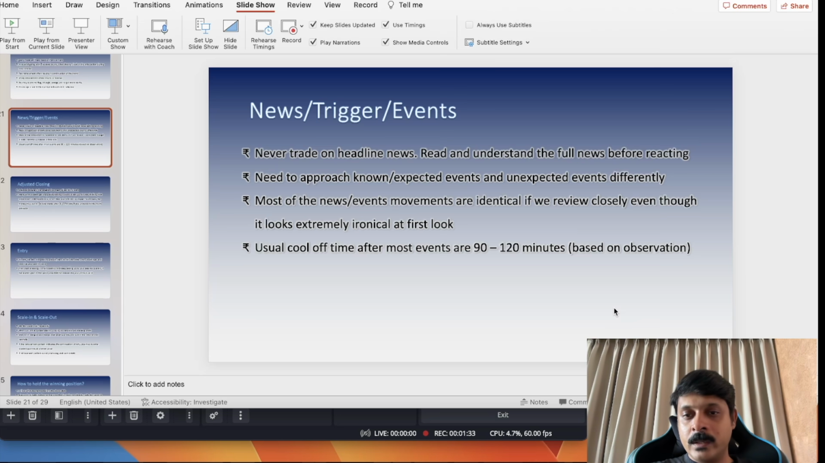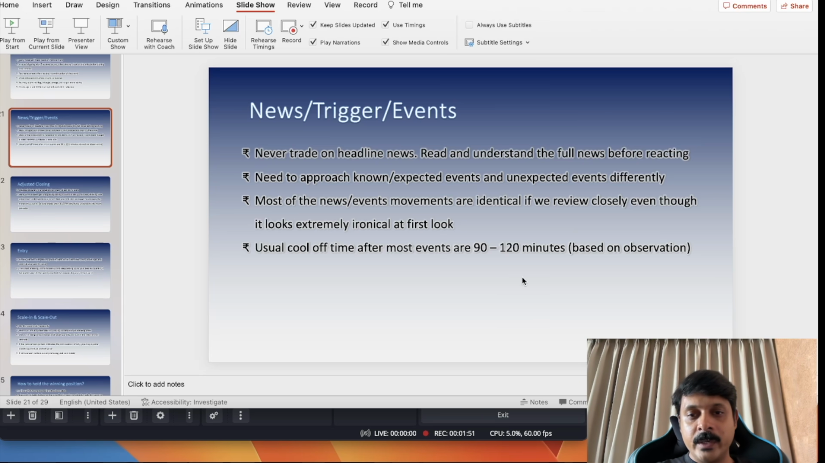And whenever there are news, triggers or events, I keep a note under the chart. So when I go back and review it, I can clearly understand what was happening. About 90 to 120 minutes it takes for digesting during the intraday.